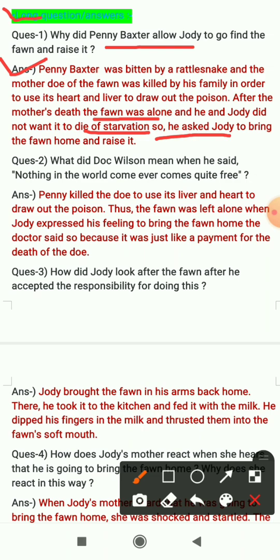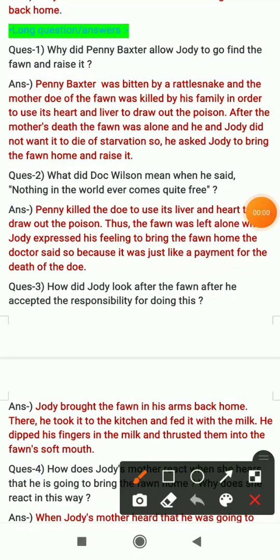So first of all, Penny Baxter was bitten by a rattlesnake, and what he did at that time, he killed a doe and used its heart and liver to draw out the poison from his body. And when the mother doe was dead, her kid, the fawn, was alone, and Penny Baxter and Jody did not want the fawn to die of starvation, and that's why he asked Jody to bring the fawn home and raise it.